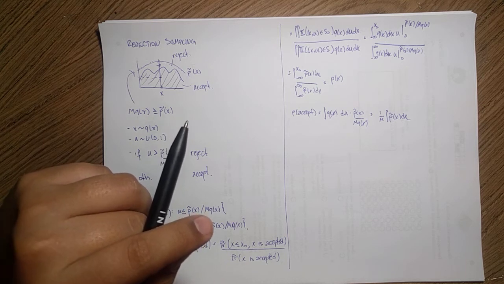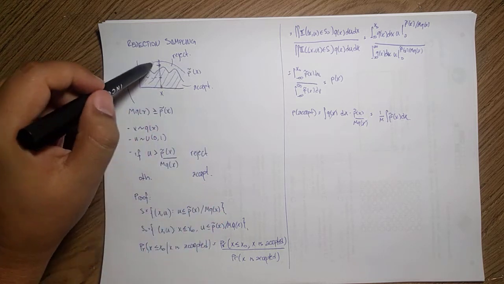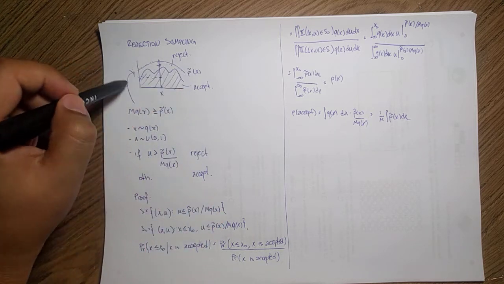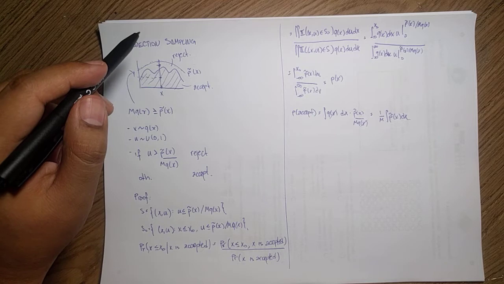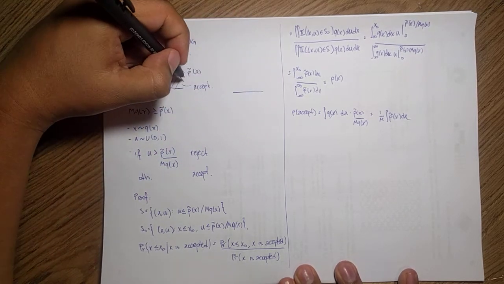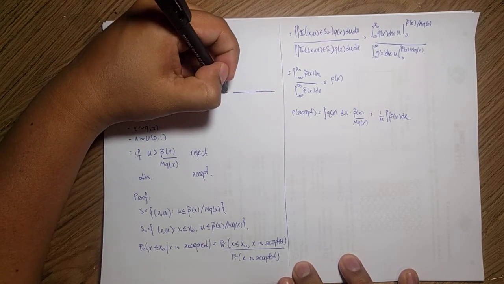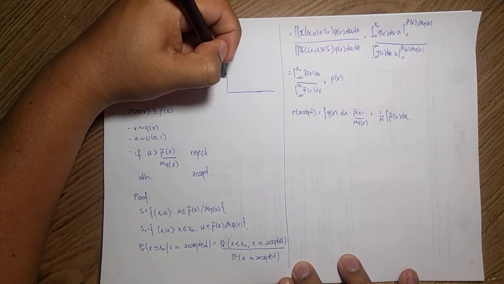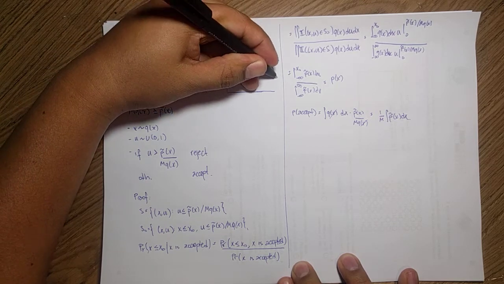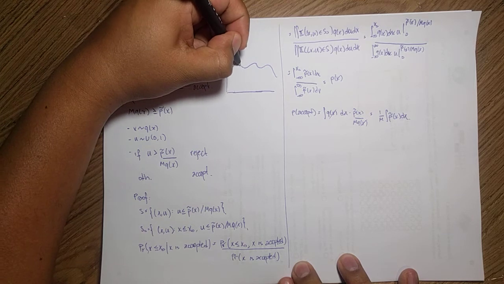So one way is getting tighter rejection boundaries over here. Instead of trying to get one particular value, you do some piecewise value. So let's say, if that is your function, then you find some points.